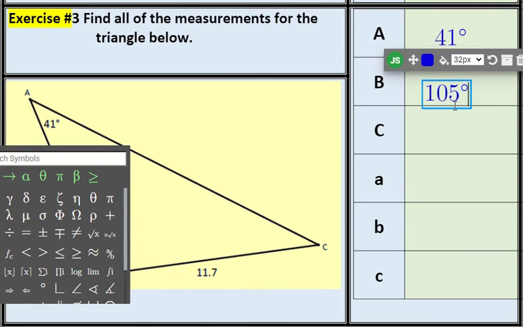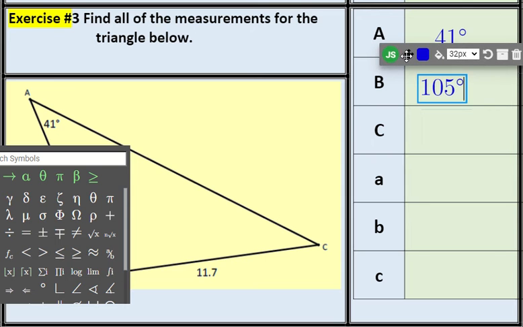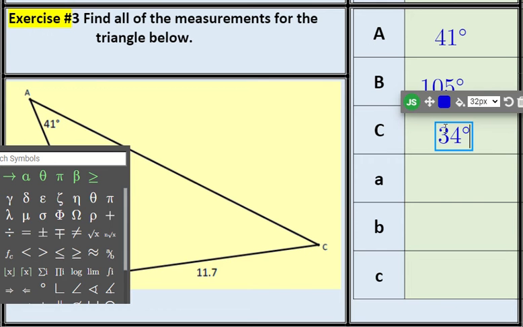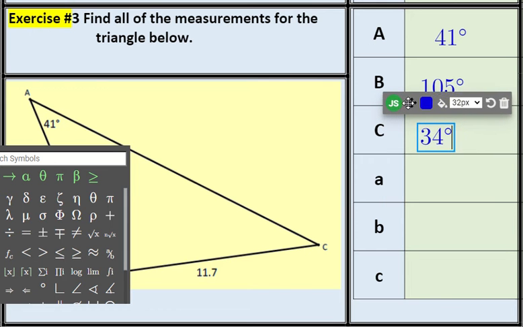Now, since I've got both these angles, I can add them together, 146, and subtract that from 180, and I get 34. Because triangle sum says when you add all 3 angles together, you always get 180 degrees. So these are the angles of my triangle.